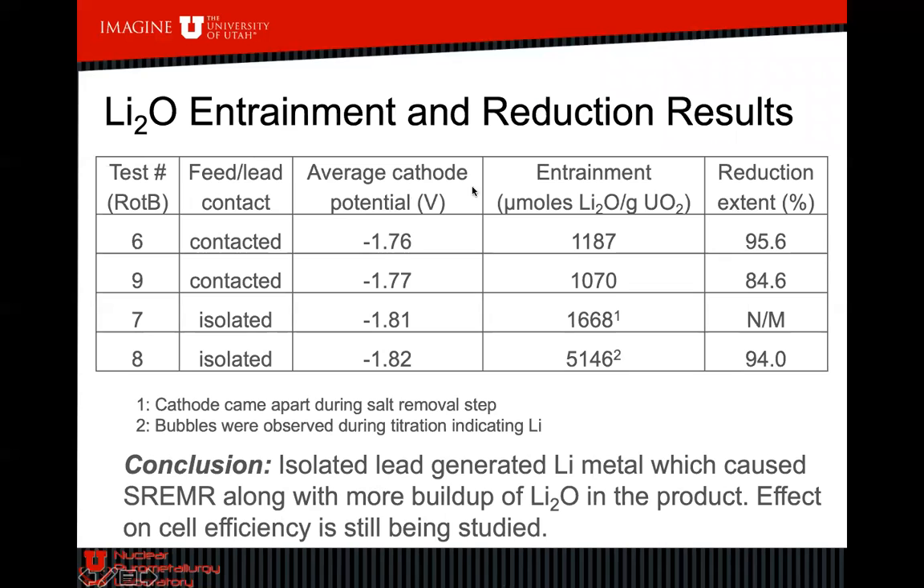And we tried to get pretty close to 100. We tried to get around 90% reduction. And on average, that's about where we're at. So we're getting good reduction. Interestingly, the entrainment was quite a bit higher when we isolated the lead than when it contacted the UO2.